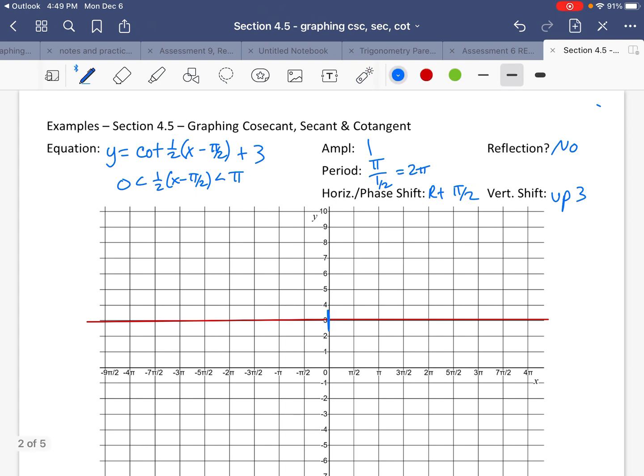All right, so I'm going to multiply everything by 2 here to get rid of the 1/2, so it'd be 0 less than x minus pi over 2 less than 2 pi. Then add pi over 2, and 2 pi plus 1/2 pi, so it's 2.5, which is 5 pi over 2. All right, so there we go. There are my asymptotes. I'm going to have an asymptote at pi over 2 and 5 pi over 2, just like we talked about.